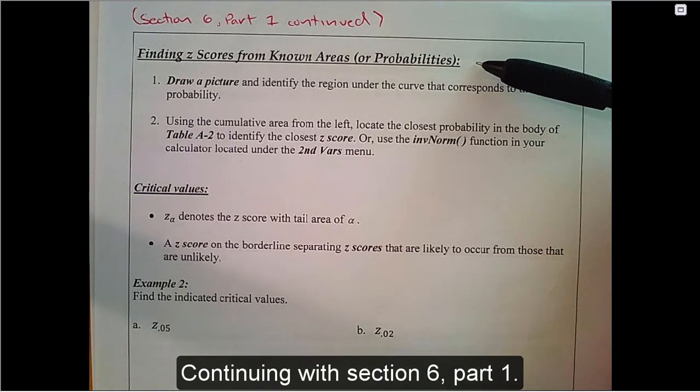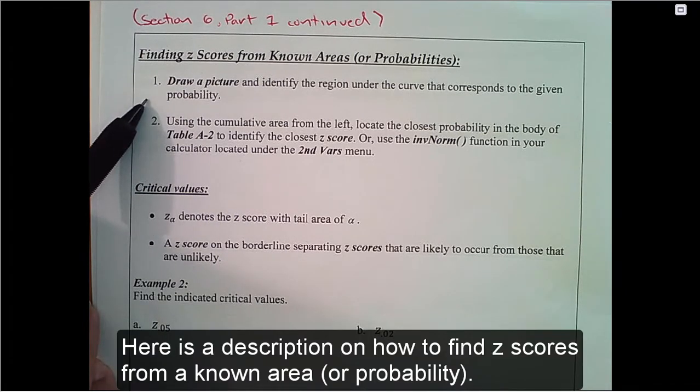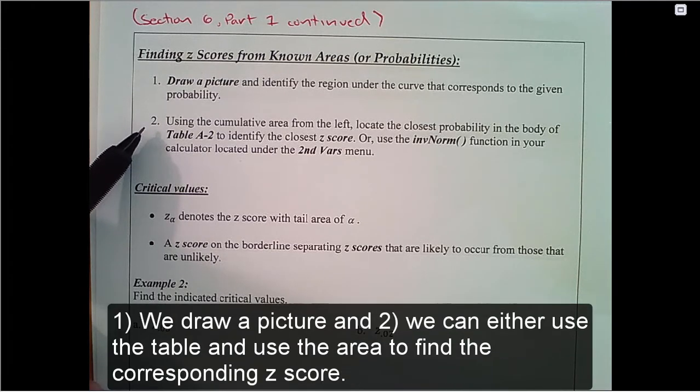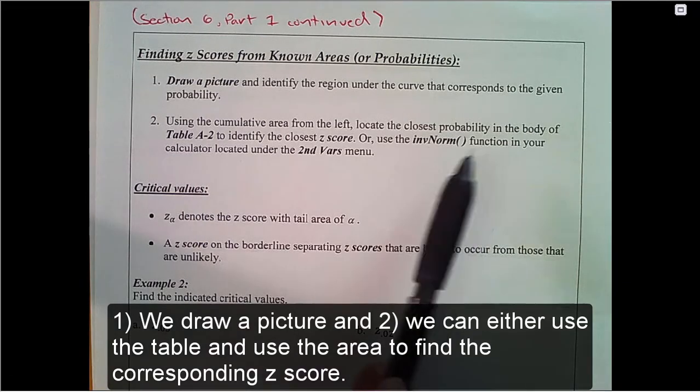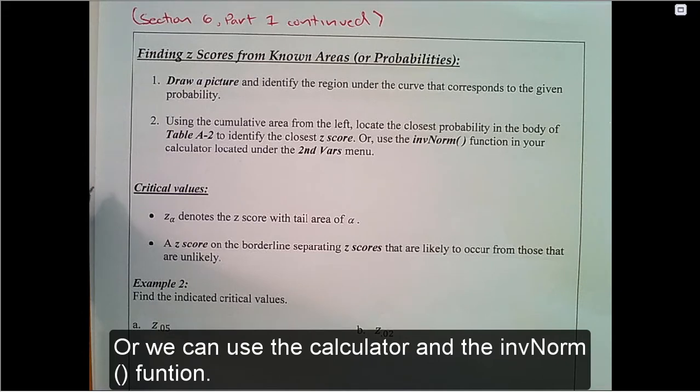Continuing with Section 6, Part 1. Here's a description on how to find z-scores from a known area, or probability. First, we draw a picture, and second, we can either use the table and use the area to find the corresponding z-score, or we can use the calculator and the inverse norm function.